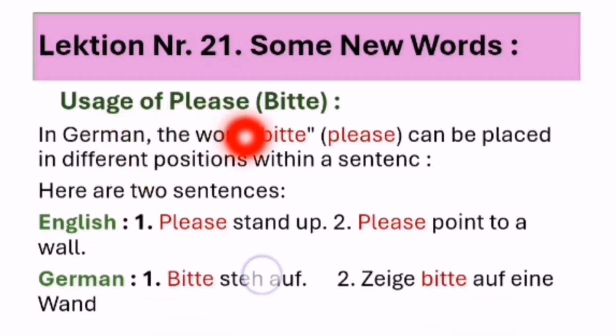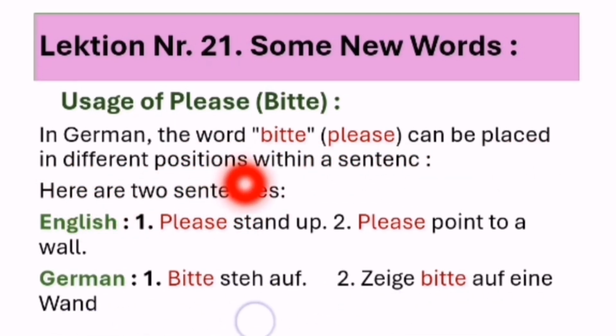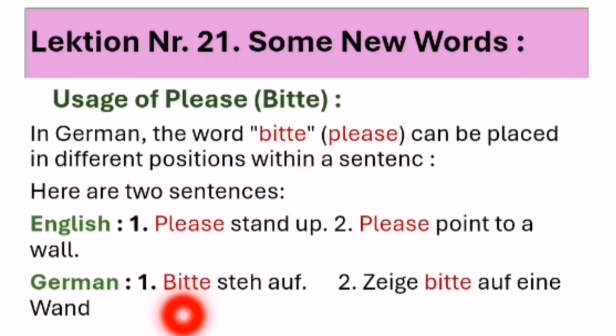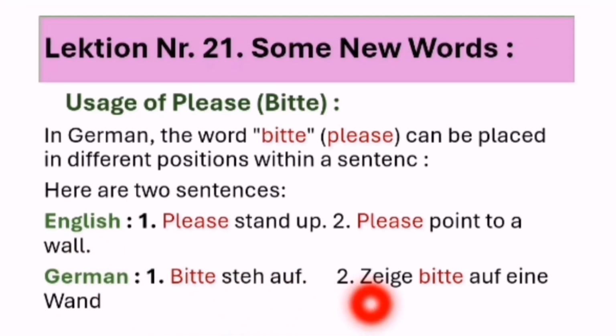And usage of please, bitte. In German, the word bitte means please can be placed in different positions within a sentence. Here are two sentences. In English we say, please stand up. In German, bitte steh auf. And in English, if we say, please point to a wall, in German we will say, zeige bitte auf eine Wand.